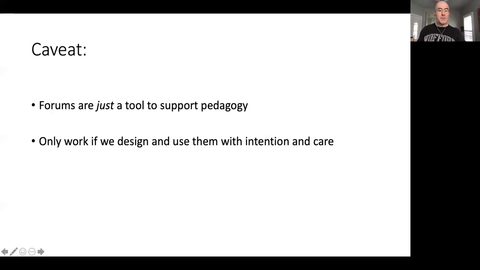So before I show you some specific examples, and maybe I'll pause after this to field any questions if there are any, a quick caveat: Moodle forums are just a tool to support pedagogy. I don't think they're the silver bullet for all of the problems we have now that we have to go to remote learning. But they are a good tool. They can do certain things, but only if we work to design and use them with intention and care. And I'll talk a little bit more about what I mean by that, and I'll show you some of that in my own examples from my classes.